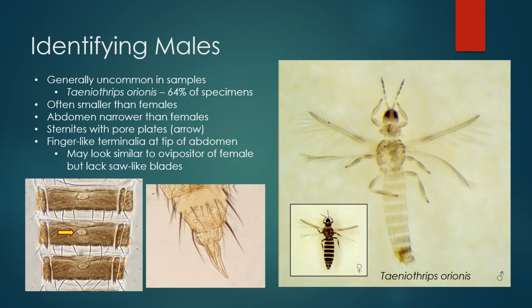Many species of male thrips also have structures on their sternites called pore plates. The shape of these can be used to differentiate species. Lastly, some males possess finger-like terminalia at the tip of their abdomen. These structures may look similar to the ovipositors of adult females, but lack the saw-like teeth.